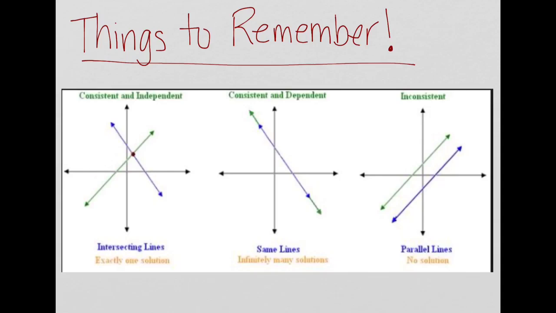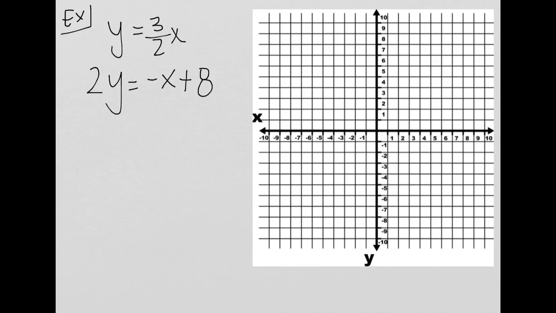If you need to pause here to write this down, do so, but this is just a recap of what we just talked about. You have cases, and here are special names for them. You have one solution here, you have infinitely many here, and you have no solutions here. So make sure that you know the difference. Alright, examples real quick.